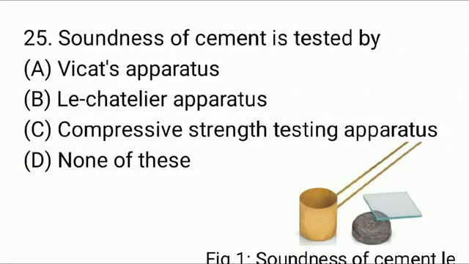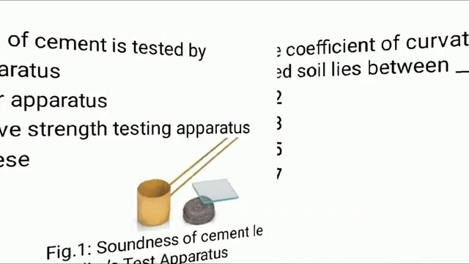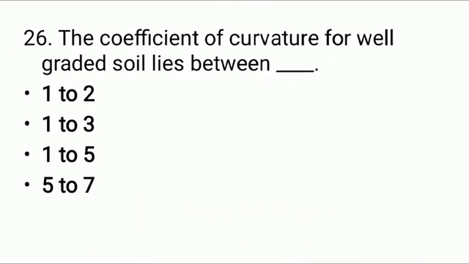Next question. Soundness of cement is tested by, as I told before, the Le Chatelier apparatus. Here is the picture of it. Next question. The coefficient of curvature for well graded soil lies between 1 to 3.